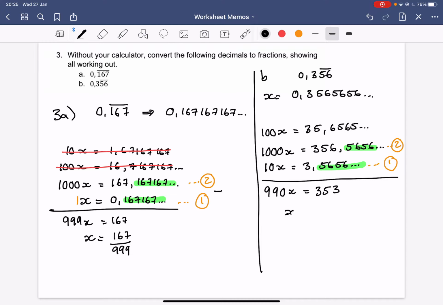To isolate x, I divide both sides by 990. So it's going to be 353 divided by 990. The mark allocation here was 1 mark for getting your 2 equations, so for figuring out what your equations need to be, 1 mark for the subtraction and 1 mark for isolating x. Similarly, 1 mark for getting these equations, 1 mark for the subtraction and 1 mark for your answer.